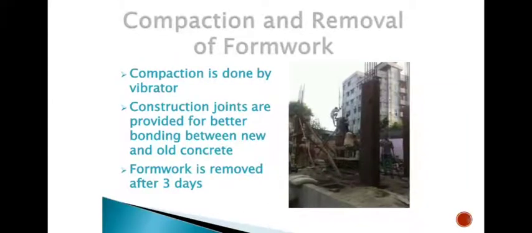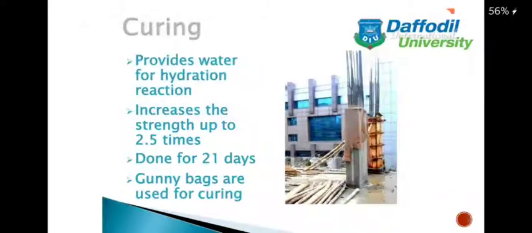Now compaction and removal of formwork. Compaction is done by vibrator. Construction joints are provided for better bonding between new and old concrete. Formwork is removed after 3 days. Now curing provides water for the hydration reaction, increases the strength up to 2.5 times, and is done for 21 days. Gunny bags are used for curing.